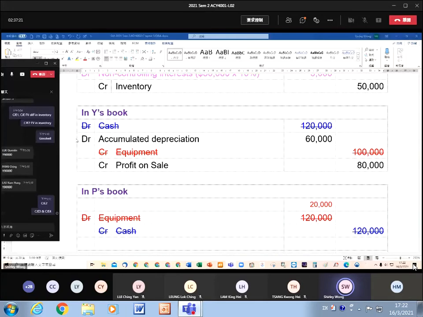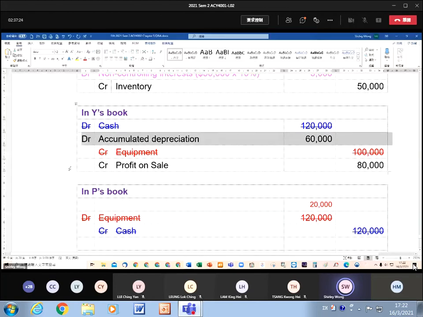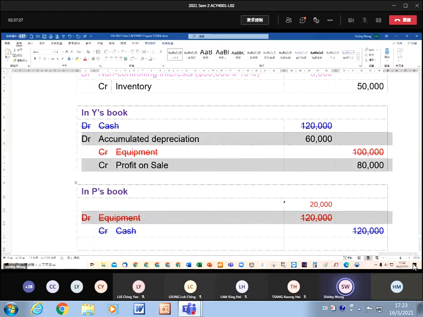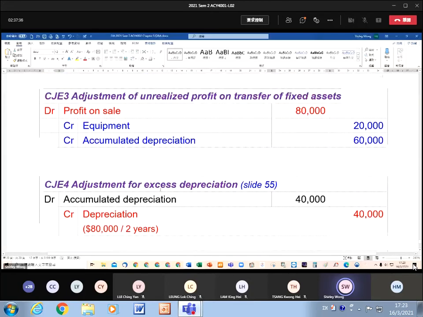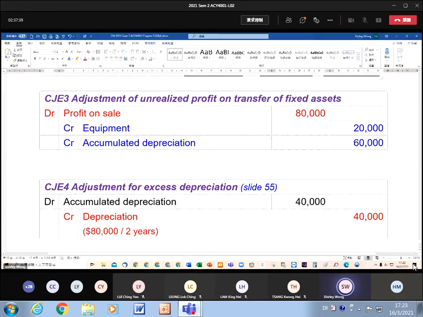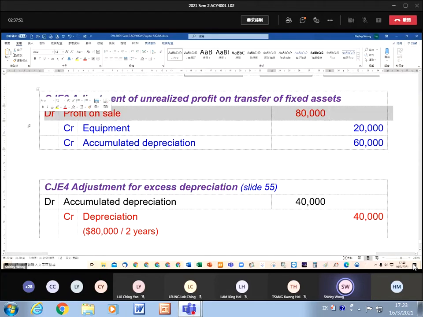So what you need to do is to reverse the accumulated depreciation, reverse the profit, and also reverse the equipment. Therefore, in this entry, we will credit accumulated depreciation, debit profit, and credit the equipment. So for CJE number 3, you will debit profit on sale, credit equipment, credit accumulated depreciation. Always remember, when you want to reverse the profit, it should be debit. When you want to reinstate the accumulated depreciation, it will be credit. And equipment can be the remaining figure, or you can just follow my teaching before.